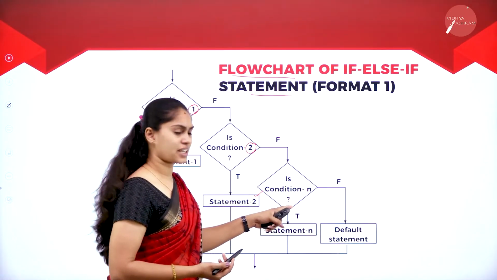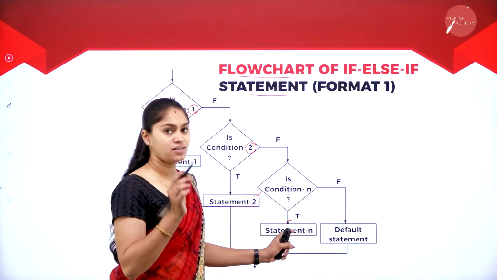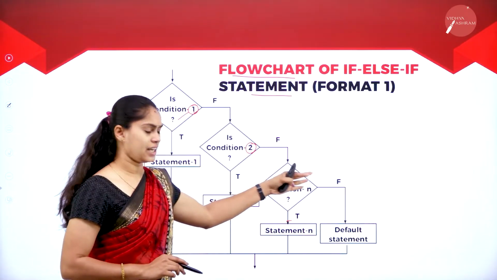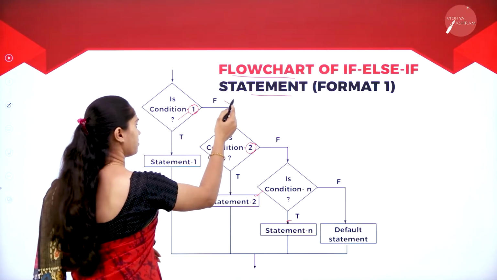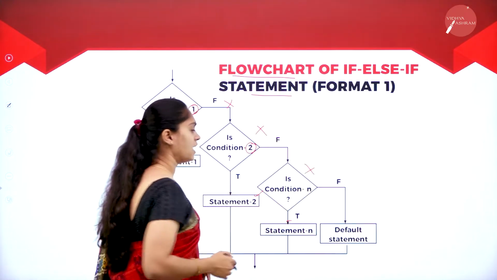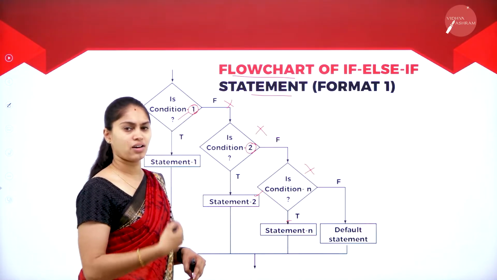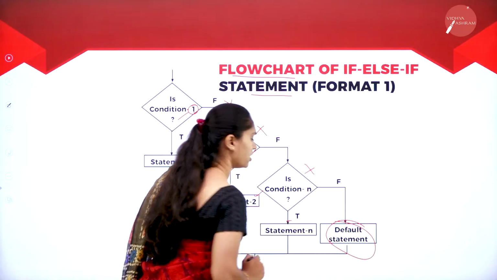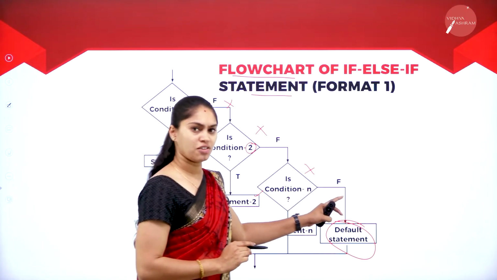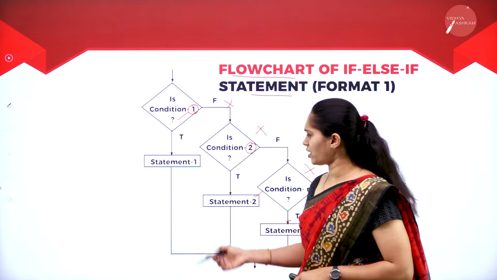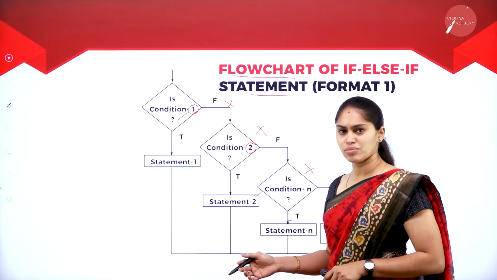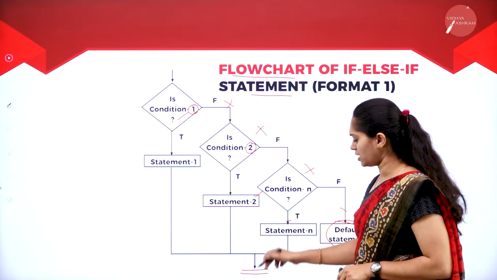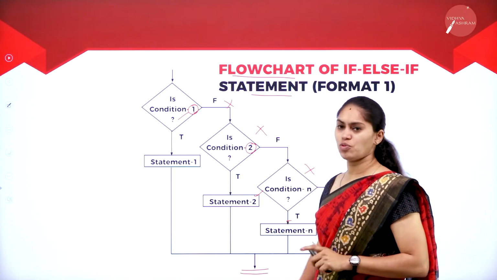So if any of the conditions is true, it will execute that particular statement. If none of the conditions is true, if all the conditions become false, for example condition 1 is false, condition 2 is false, up to condition n, however many conditions we have, if everything is false, then it will execute the default statement. Either statement 1, 2, 3 or n will execute. At last, it has to move to the next statement of the program. That is what we are indicating here. Okay, this is format 1.